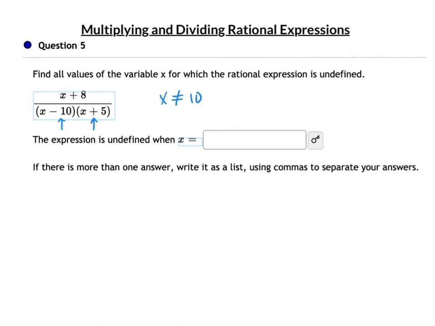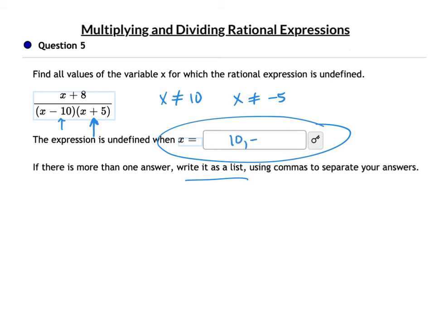Not possible. I also can see that x cannot be negative 5, because here, negative 5 plus 5 is 0, and 0 times x minus 10 would be 0, and again, I'd be dividing by 0. All you need to do here, though, when you list your answers, is write it as a list and use commas to separate the answers. That would be 10 and negative 5. Either order, doesn't matter.